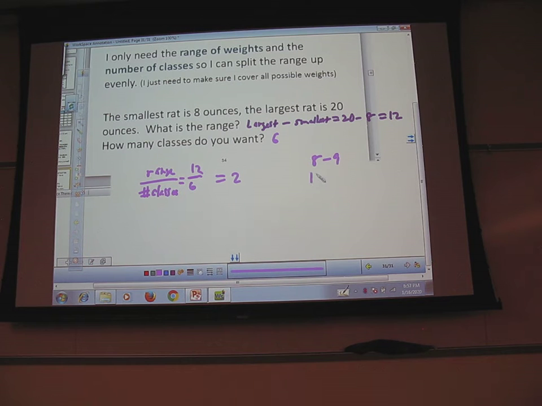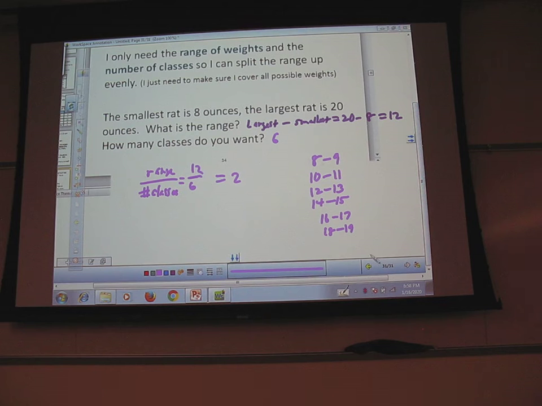So these are all class width of 2. They all have 2 items in it. They go from one to the other one. So this would be 6 classes. I'd have nowhere for 20 to go. So that's why you always have to round up. Do you understand what I'm saying?